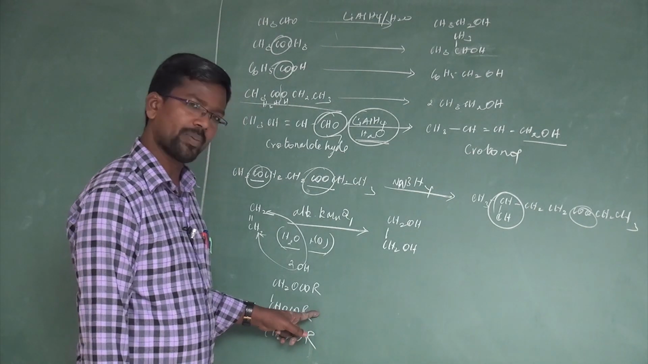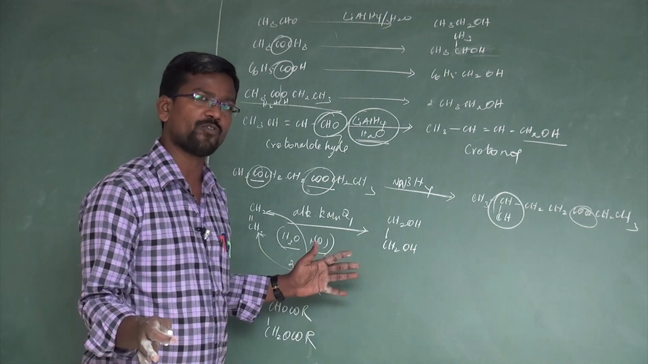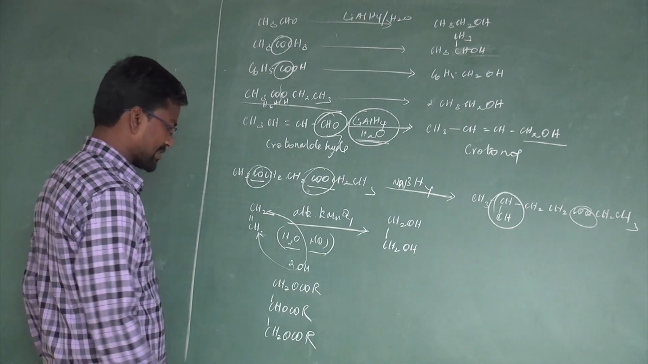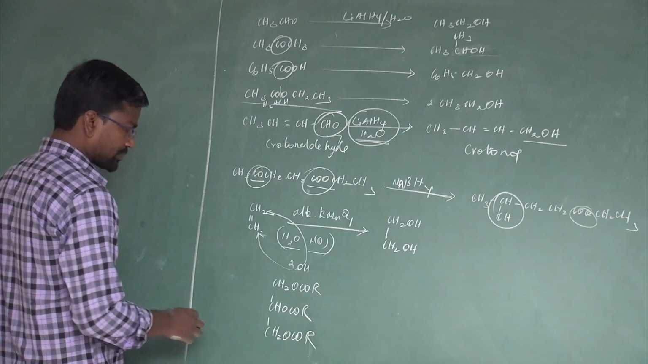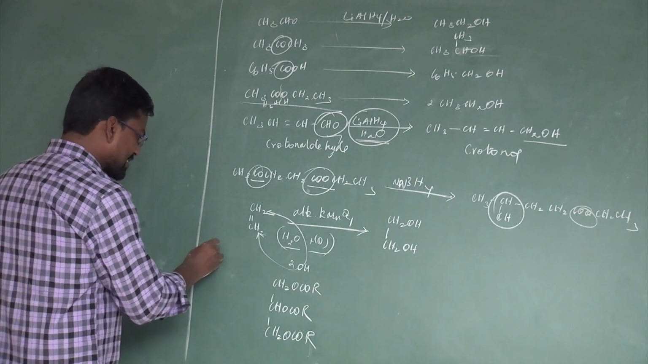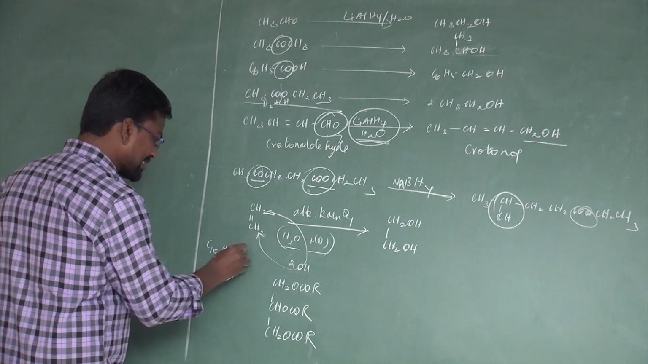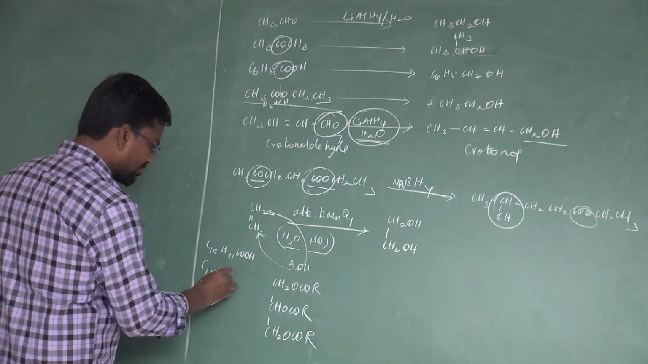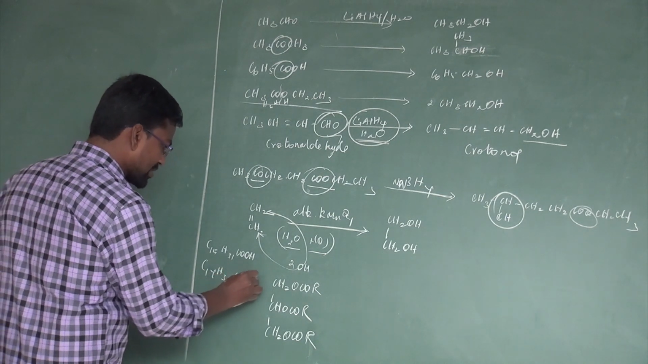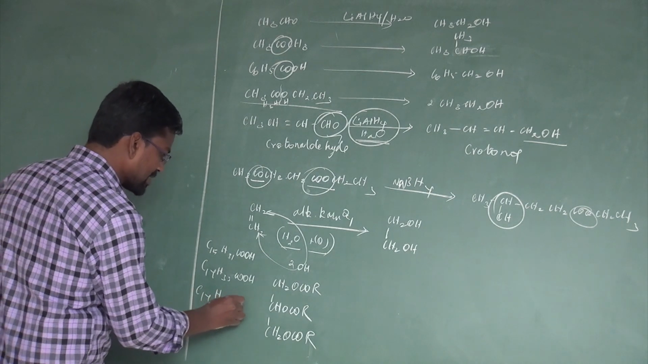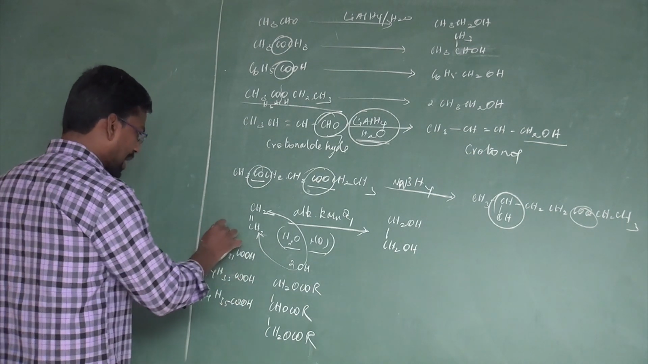R is nothing but the longest carbon chain of a monocarboxylic acid, known as a fatty acid. For example, palmitic acid, stearic acid, and oleic acid: C15H31COOH, C17H33COOH, C17H35COOH.